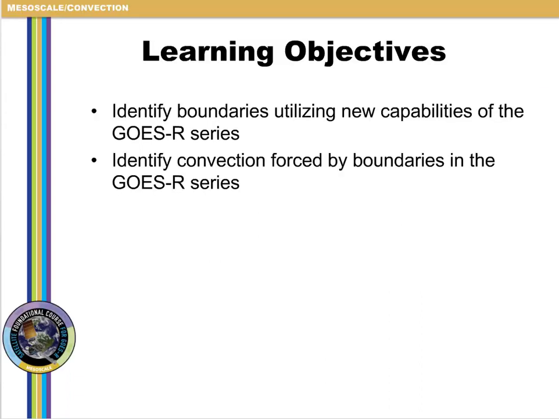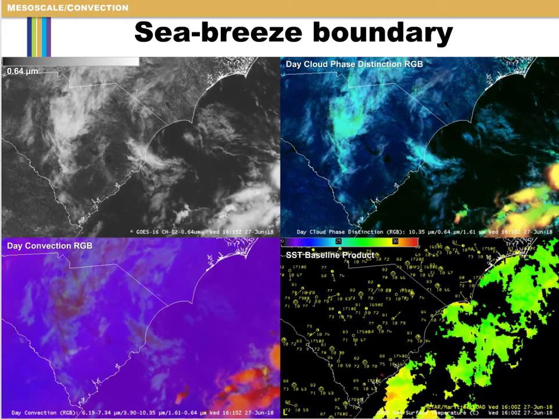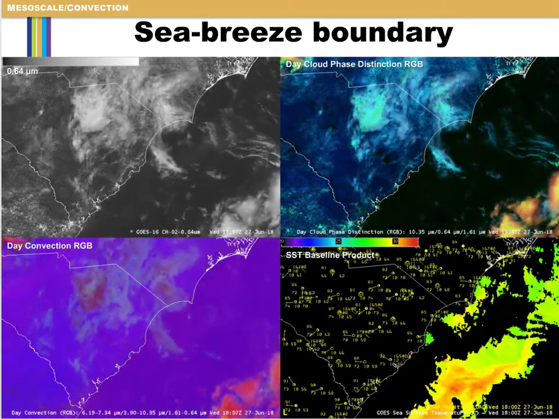Our learning objectives include how to identify boundaries utilizing new capabilities of the GOES-R series, and identifying convection forced by boundaries in the GOES-R series. The first type of boundary we'll discuss is the Seabreeze Boundary.